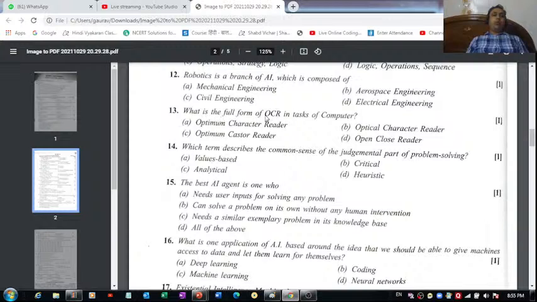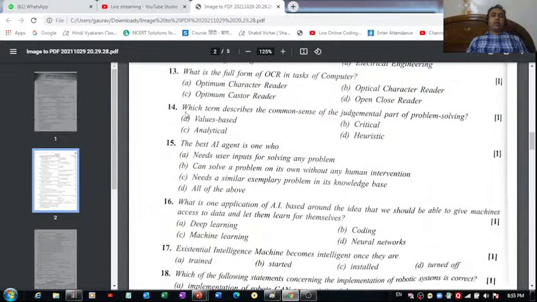What is the full form of OCR in computing? You have to find out the full form of OCR. If you don't know about the full form of OCR, let me tell you the correct answer. The correct option for this one is part B, as the full form of OCR is optical character reader.